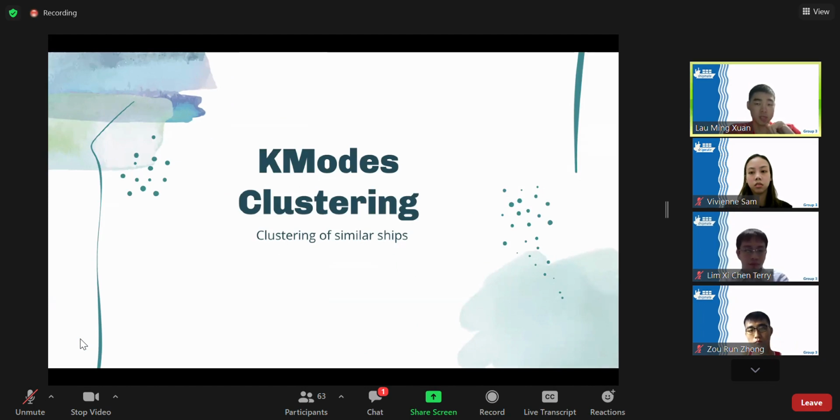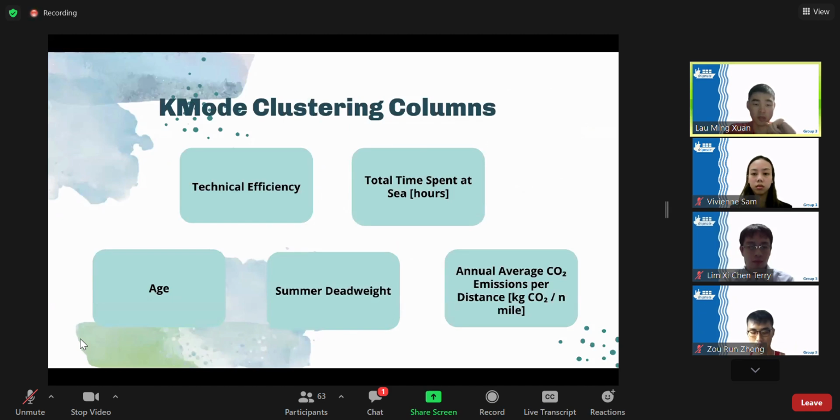The reason we use KMode's clustering instead of K-means is simply because we have categorical variables which K-means isn't able to work with. KMode's clustering is first used to group similar ships together before we do a further look into how the ships can further improve their carbon emissions. These are the 5 columns which we have selected to be part of the clustering.